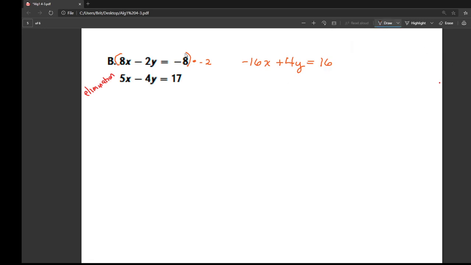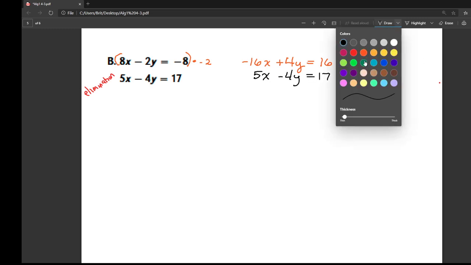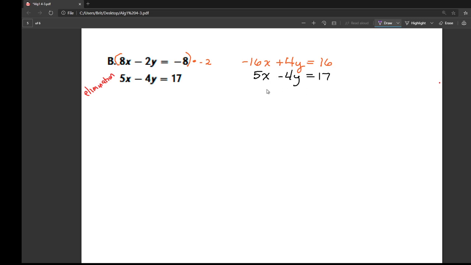Now the second equation, I don't have to change it because I already have a 4y here. So I have 5x minus 4y is equal to 17. So if I'm using elimination here, I am all set up to just add the two equations together, and these y's will be eliminated. So negative 16x plus 5x is negative 11x, and 16 plus 17 is 33.